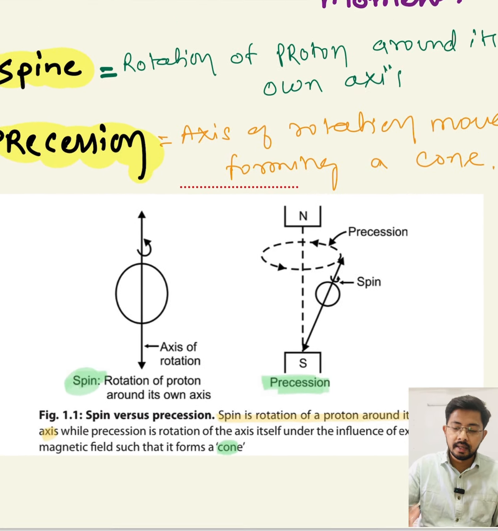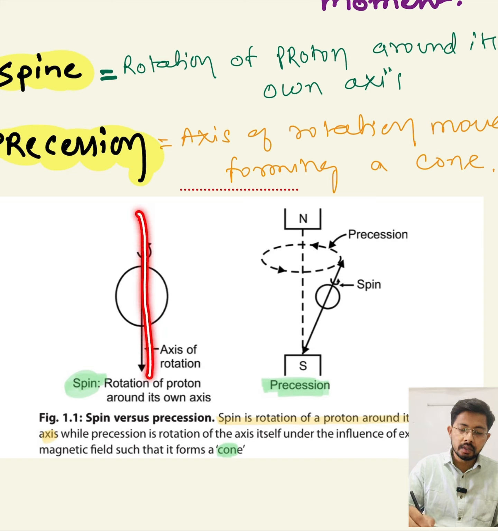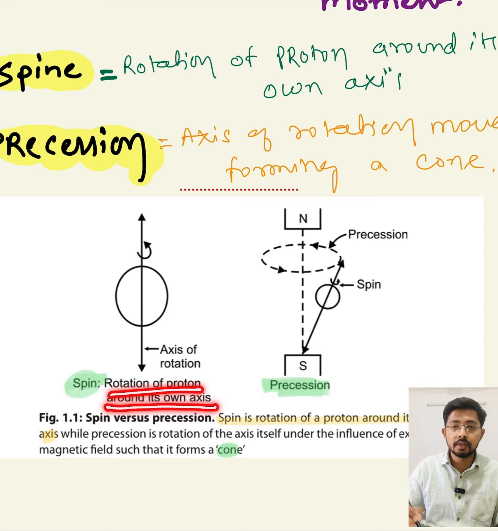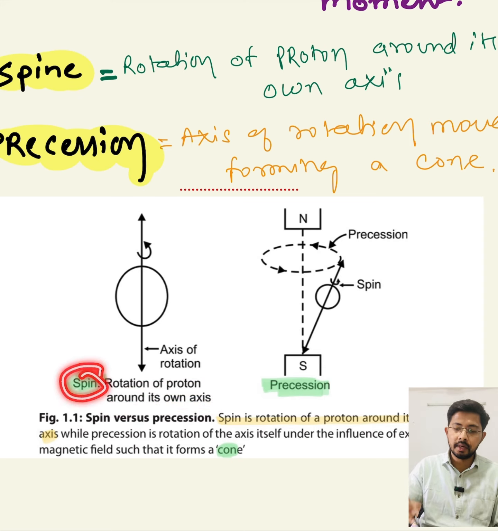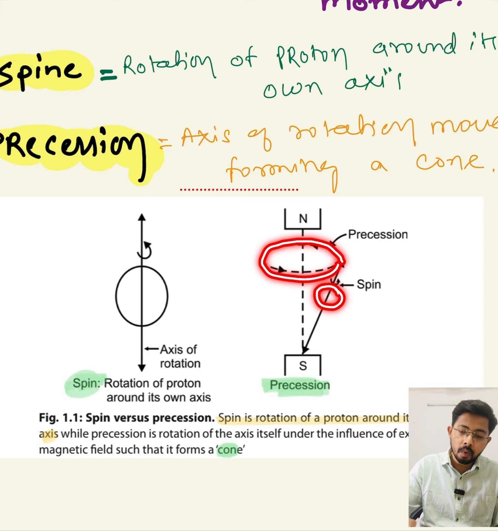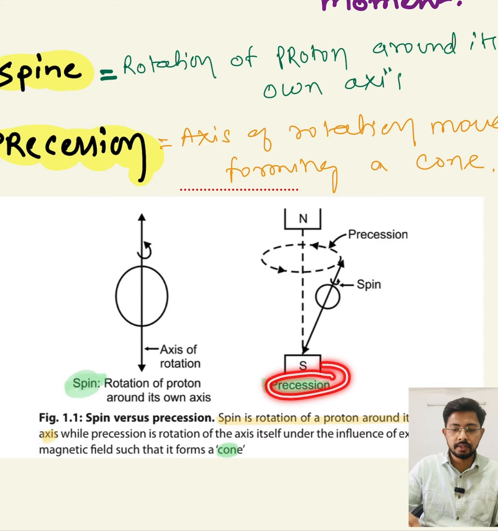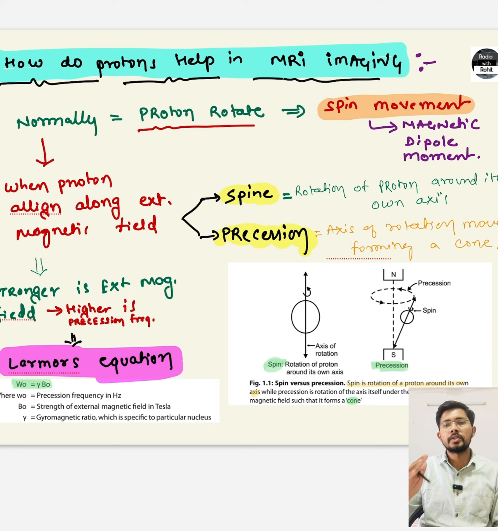Here we can see that this is the axis, and the proton is moving along the axis, called rotation of the proton around its own axis, called spin movement. While when the proton is moving and forming one cone, it is called precession movement. So these two kinds of movements will happen when we turn on or put the patient in the external magnetic field.